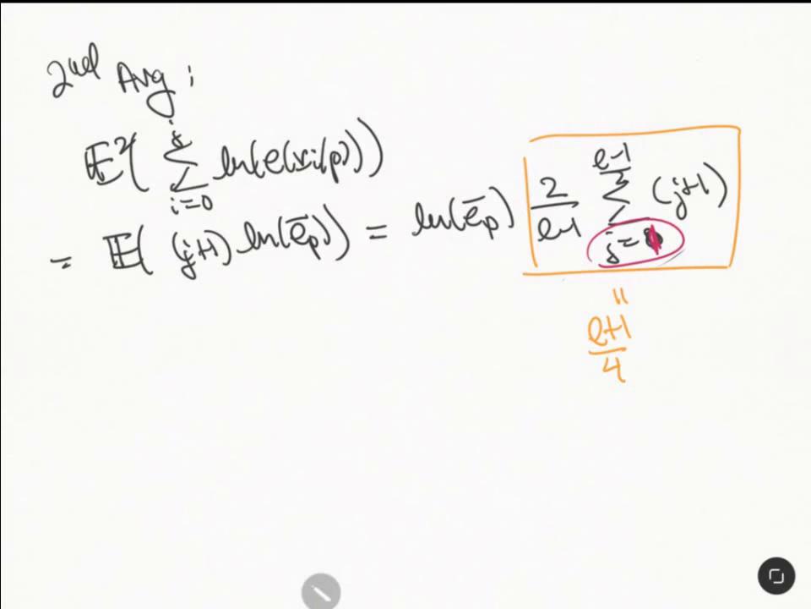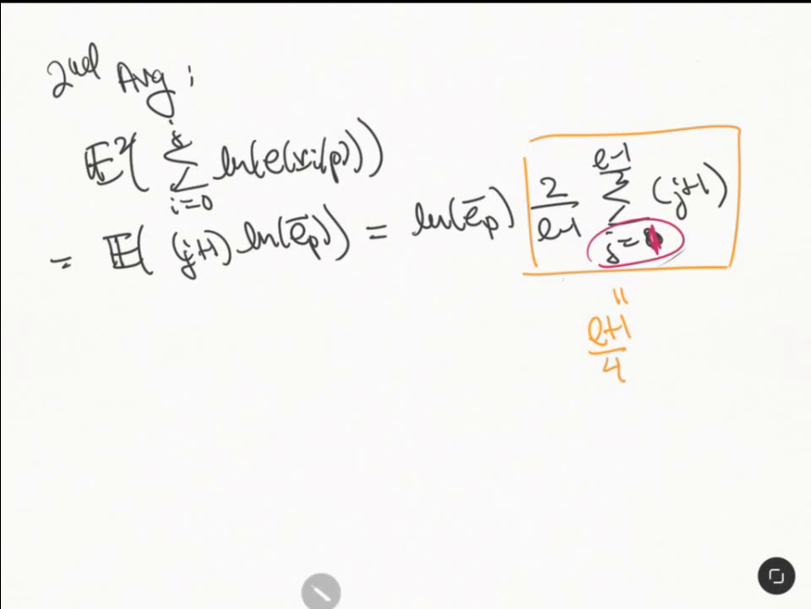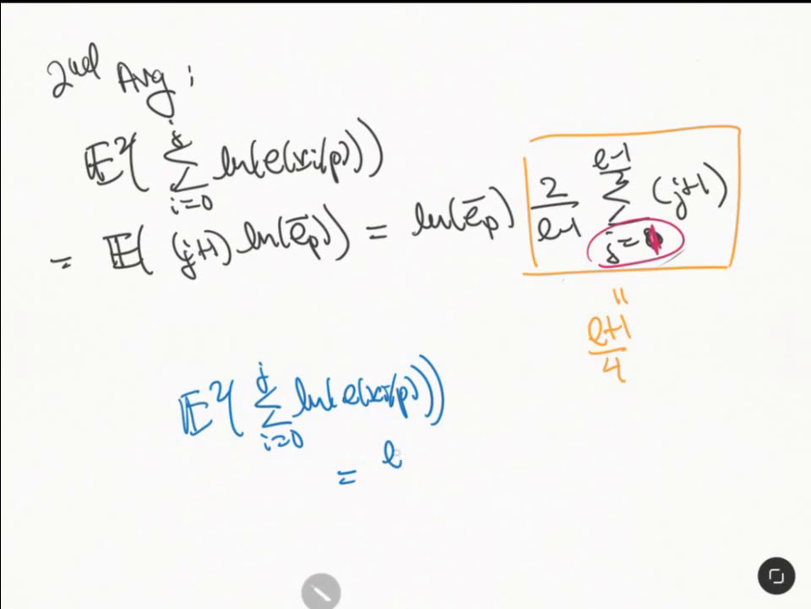Okay, so the end result in this one is that this second average here is equal to (L plus 1) over 4 times the average exponent, or the average ramification index at P.